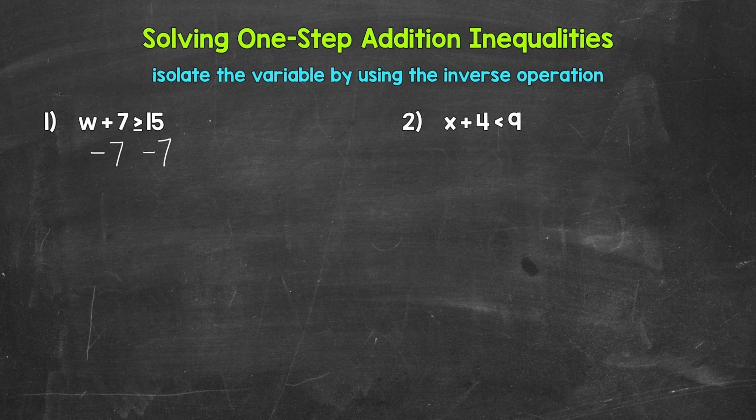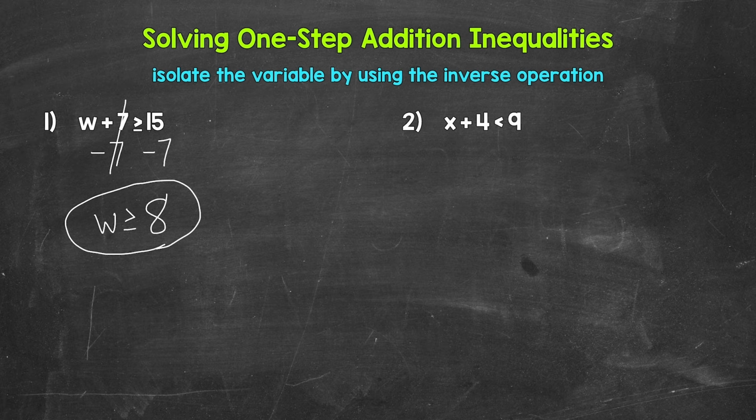Now, as far as the left side, these 7s cancel each other out. W is now isolated, so we have w is greater than or equal to, and then on the right side, 15 minus 7 gives us 8. So we have w is greater than or equal to 8. So any value greater than or equal to 8 is a solution of this inequality. It makes it true. And let's check a solution to make sure we are correct here.